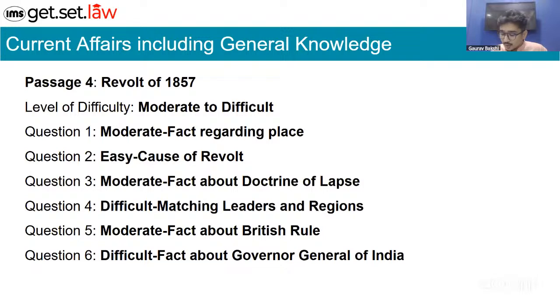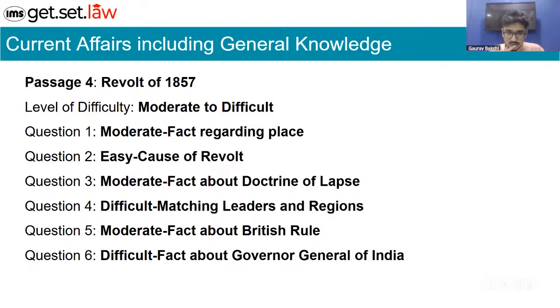Second question, what was the immediate cause of revolt of 1857? The cartridges, the use of greased cartridges, and in these cartridges, the meat, the skin of cows and pigs was used. That's why the Muslims and Hindus both came against the British during this revolt. It is an easy question, but let's move to the next question. The statement question, statement one and statement two, we included facts regarding doctrine of lapse. Fairly easy. Question number four of this passage is difficult because we have to match the leader with their regions.